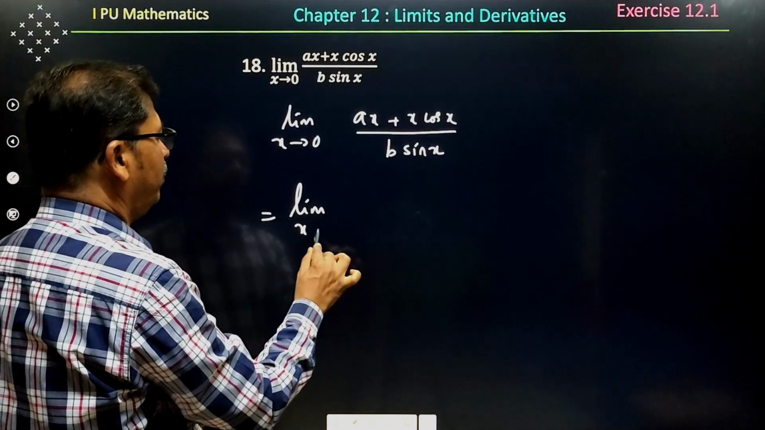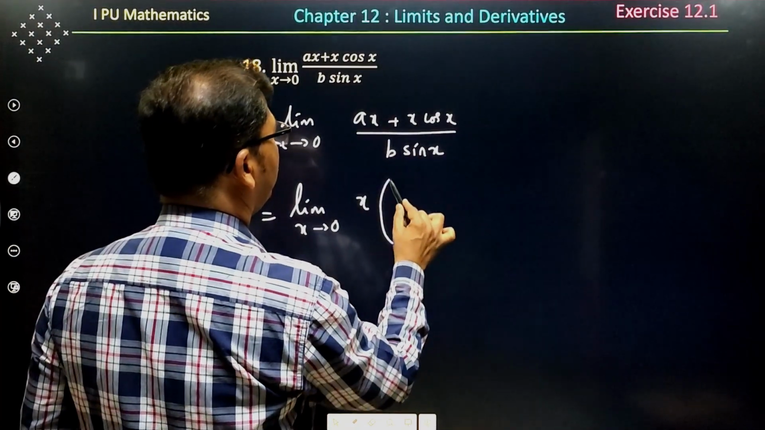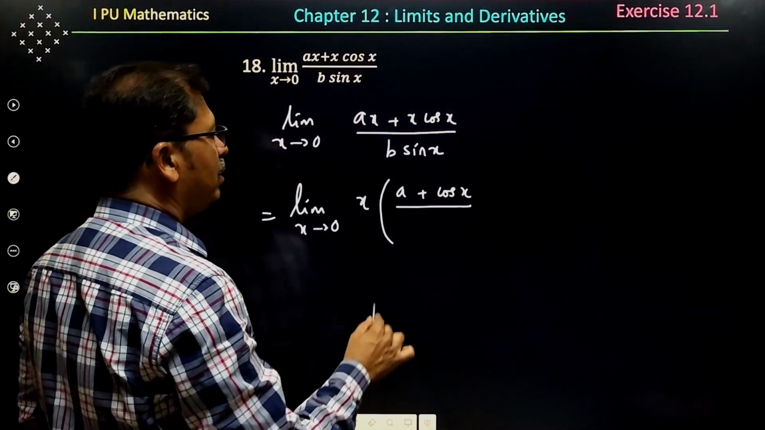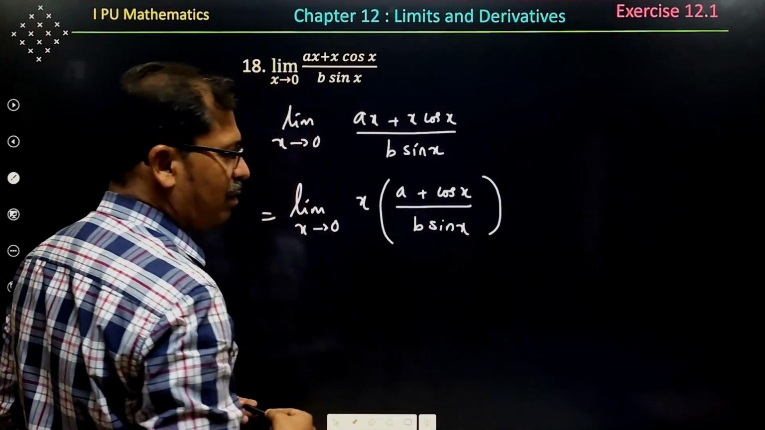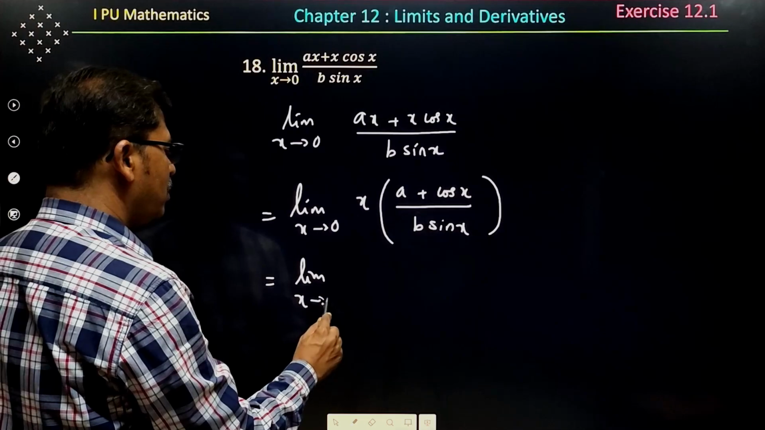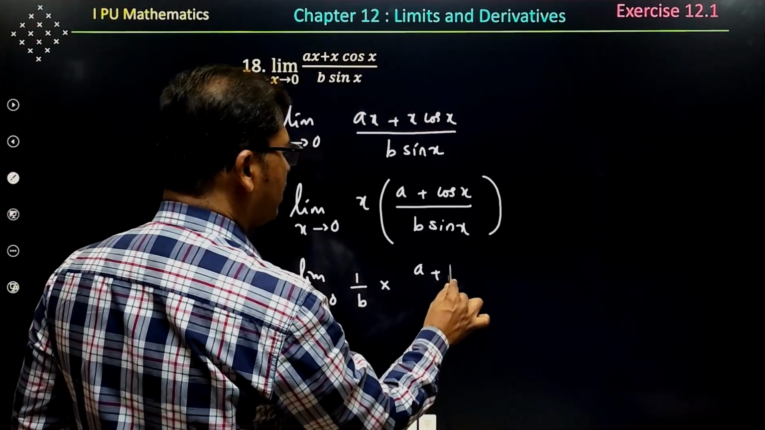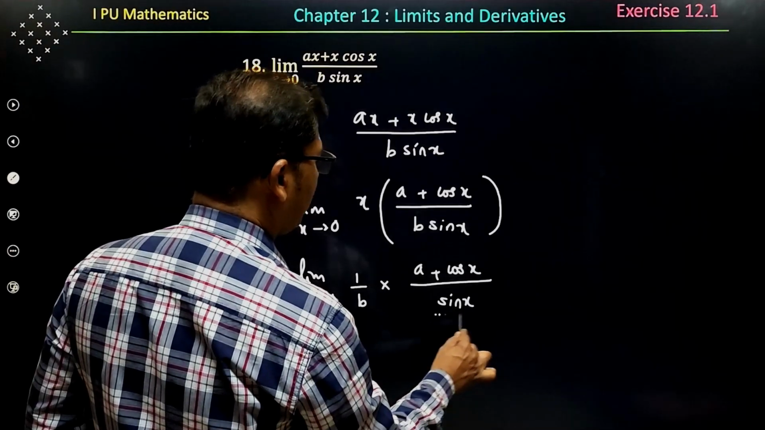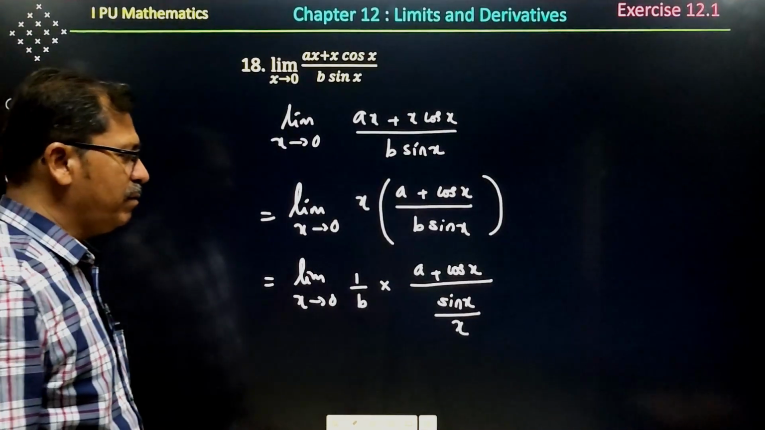Limit x tends to 0. Take x common, remains what? A plus cos x remains, divided by, see, b sin x is there here. I would like to write this as limit x tends to 0, 1 by b separately, I would like to write a plus cos x in the numerator divided by sin x divided by x. In the mode of simplification it goes to the numerator again.